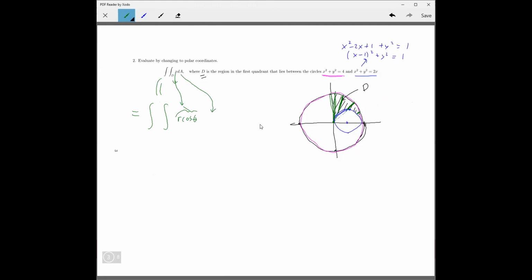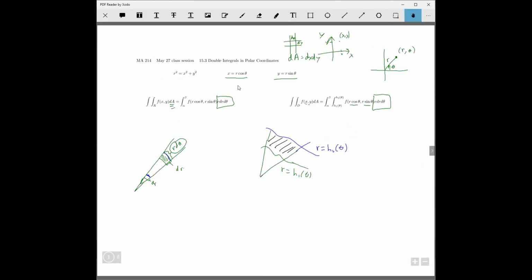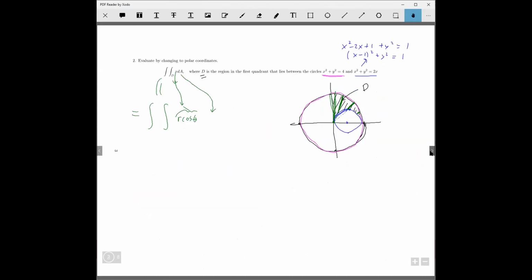It's not the sine, is it? R sine theta? That's y, right? No. It's this right here. Oh, dr d theta? Yeah, so remember that dA is r dr d theta. Remember this is the area right here. It depends on r also. The further out you are, the larger the dA is going to be. So this is r dr d theta.